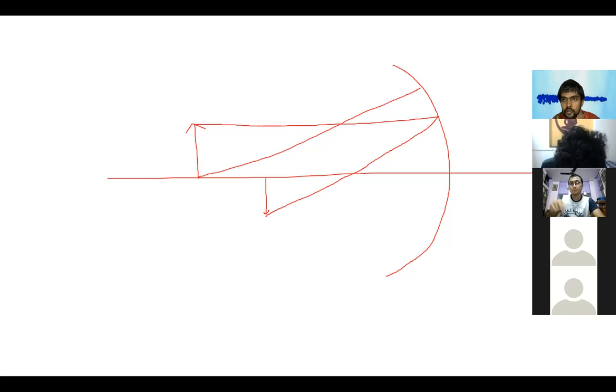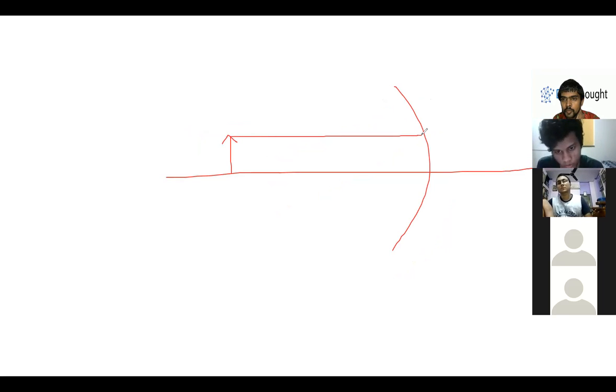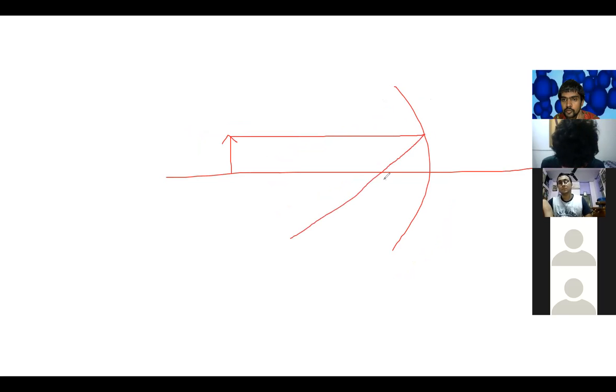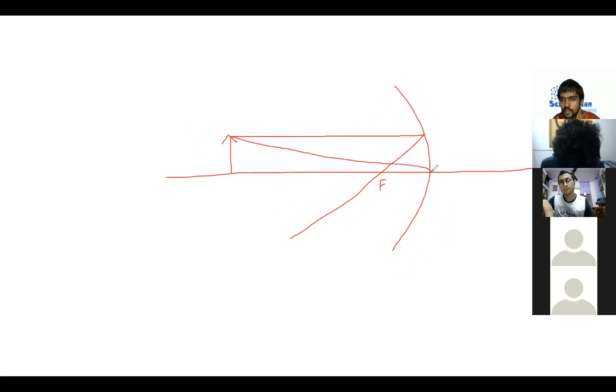What are the two rays we take for the image of an object? One ray we take is the one passing parallel to the axis, because then that will pass through the focus. And the other convenient ray is at the pole. At the pole, why will these angles be equal?